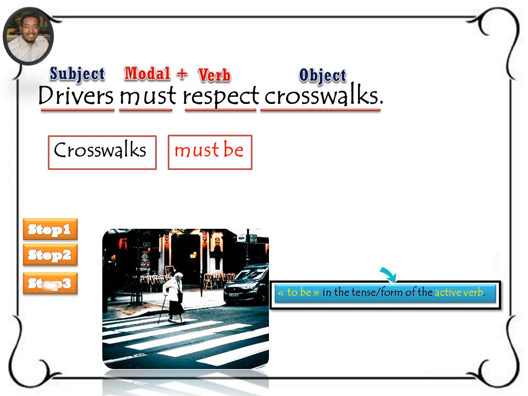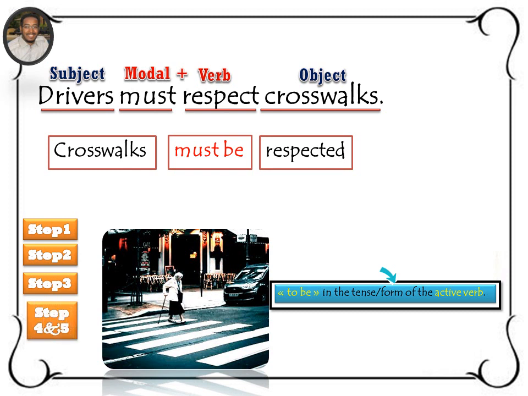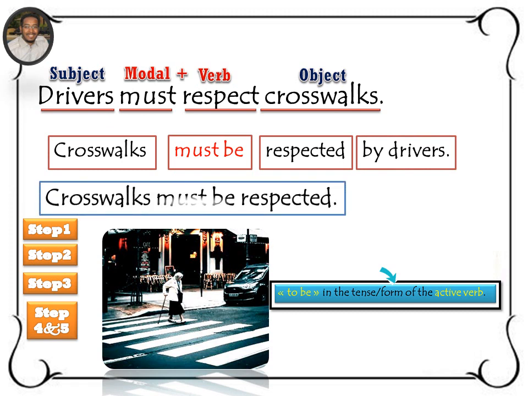Now step number 3. Respected, the past participle of the active verb, and we get crosswalks must be respected, or if we want to mention by whom, step number 4 and 5, by drivers. And the final result, crosswalks must be respected or must be respected by drivers. You see? So simple, so easy.